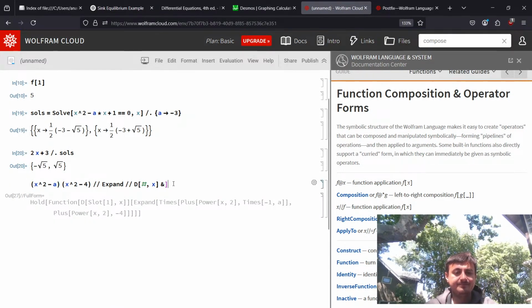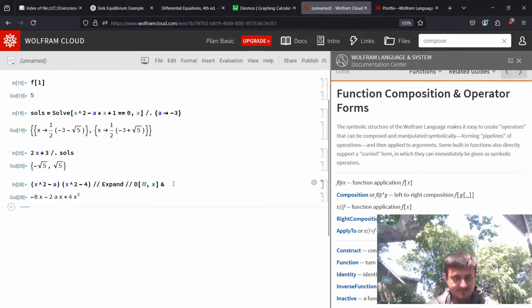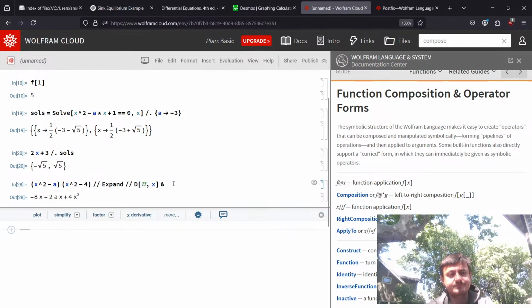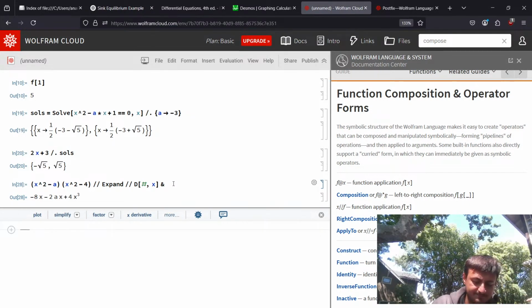Oh, wait. Okay, so there we go. So there's our f prime. So let's just get our f prime. This can be equal to minus 8x minus 2ax plus 4x cubed.